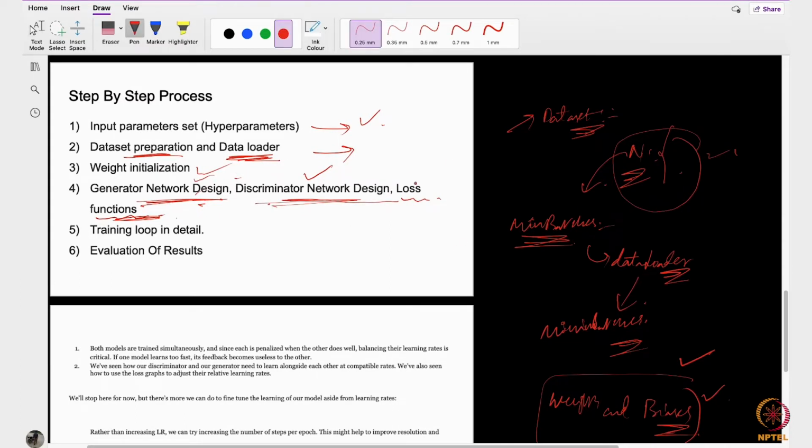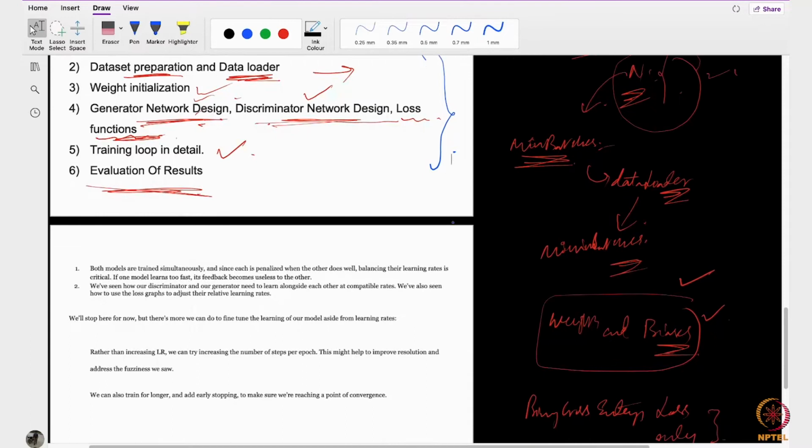Next thing is the training loop. Since the network is designed, the data loader and data are everything designed, and the loss functions are also mentioned, now our target is to start the training. That is where this training loop will be explained in detail. Later on, we will do evaluation of the result. At the end of the training, using that particular model, we will generate some images from the generator, and I will compare those images with the original real data images. This is the entire process we are going to see while going through the code. Okay.